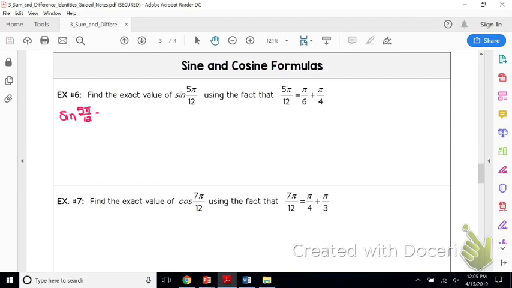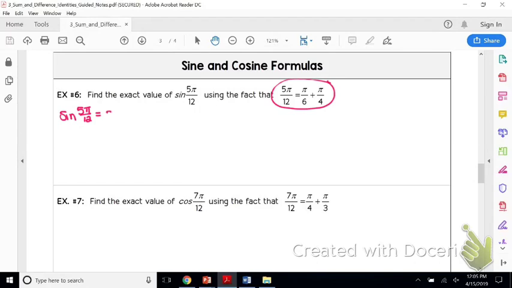But 5 pi over 12 is not on our unit circle, right? We don't have it written down anyways. So that means we don't know its ordered pair. But it tells me over here that instead of 5 pi over 12, I can use the fact that it's equal to pi over 6 plus pi over 4.